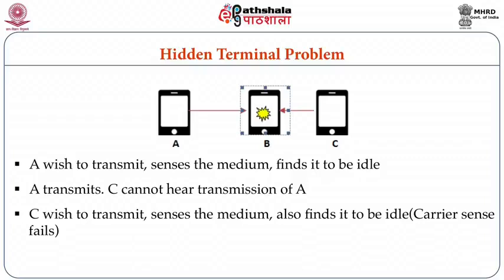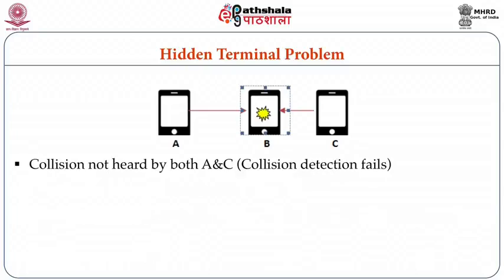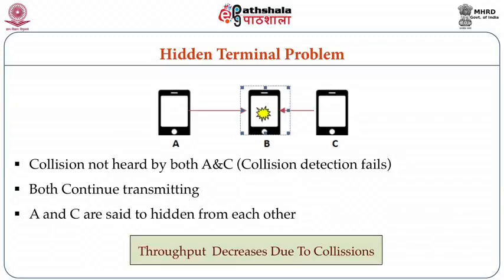Now sensing the medium to be idle, it will also transmit and a collision will occur at B, because both A and C, sensing the medium to be free, are transmitting, causing the collision to occur at B. And the worst thing, these collisions are also not heard by A and C. Collision detection fails. Both continue transmitting because A and C are hidden from each other. Now these collided packets have to be resent, hence the hidden terminal problem drastically reduces the throughput.